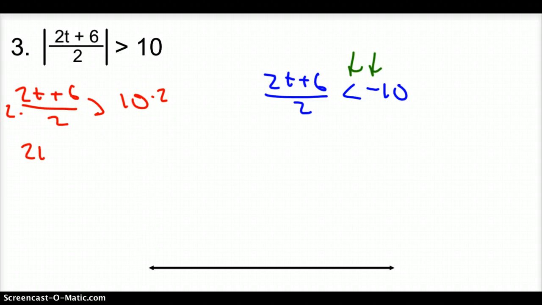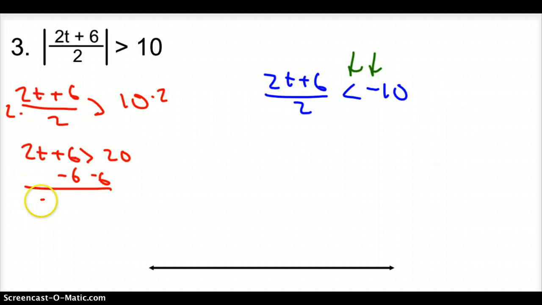So we get 2t plus 6 is greater than 20. We're solving for t right now, so we subtract 6 from both sides. Then we have 2t is greater than 14. We divide by 2. So divide by 2, divide by 2. T is greater than 7.